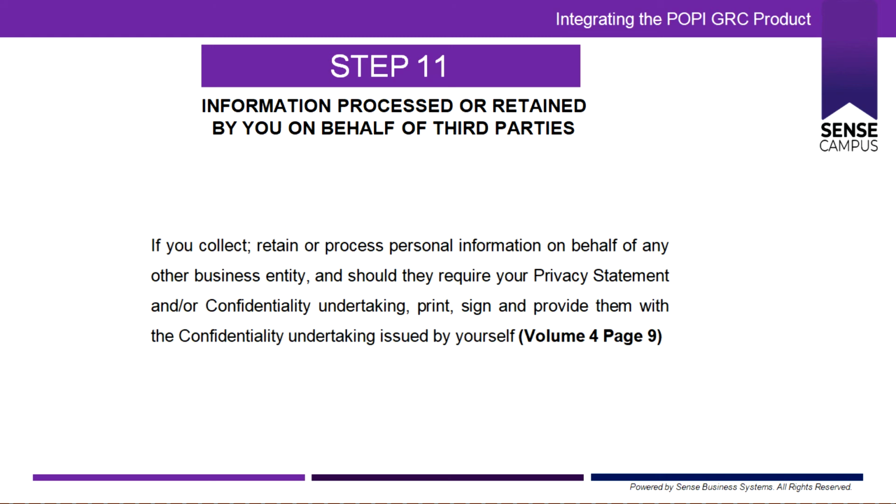Step 11. Information processed or retained by you on behalf of third parties. If you collect, retain or process personal information on behalf of any other business entity, and should they require your privacy statement or confidentiality undertaking, print, sign and provide them with the confidentiality undertaking issued by yourself, which is contained in Volume 4, Page 9.